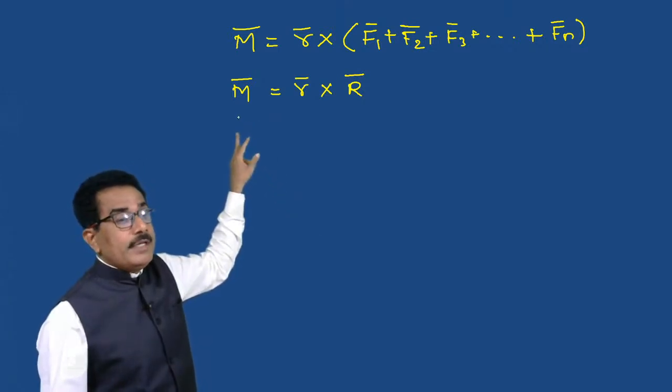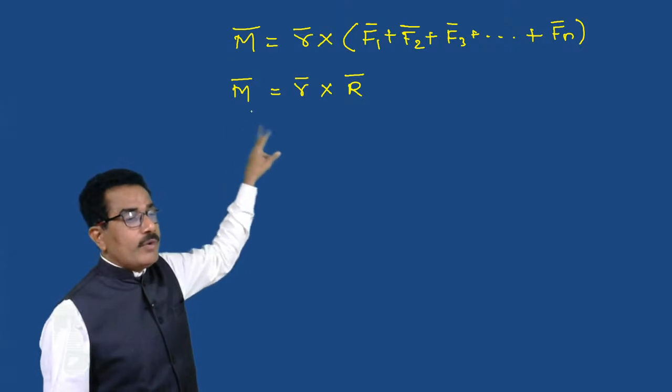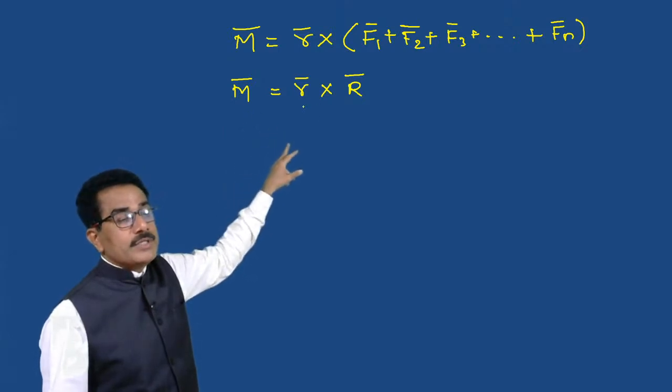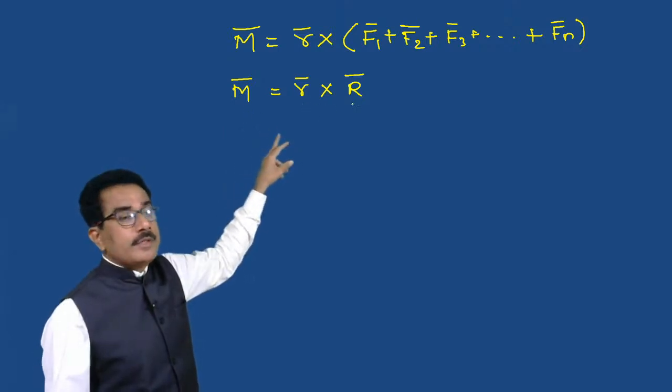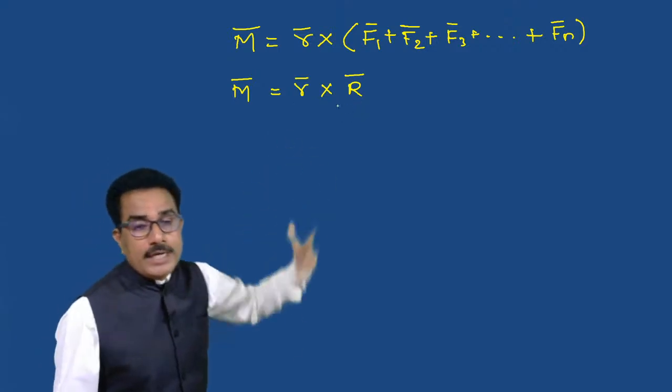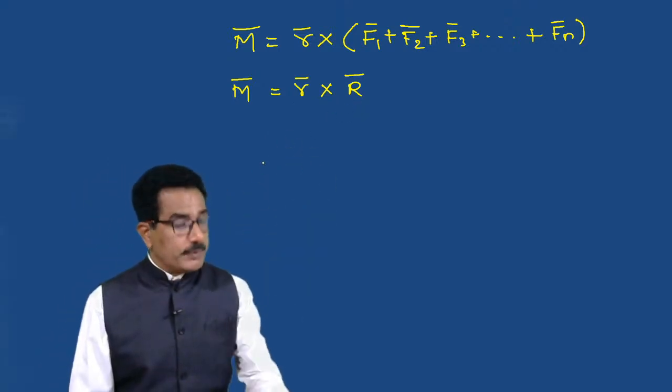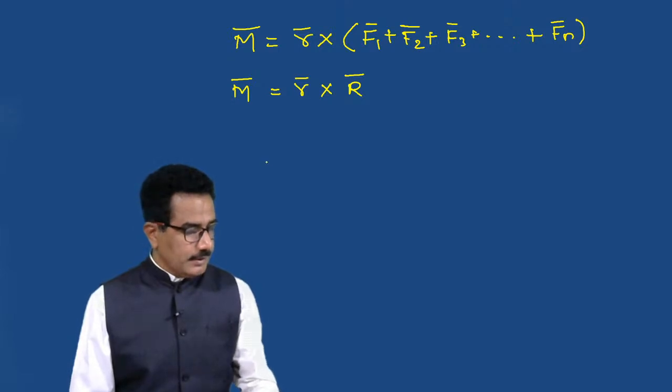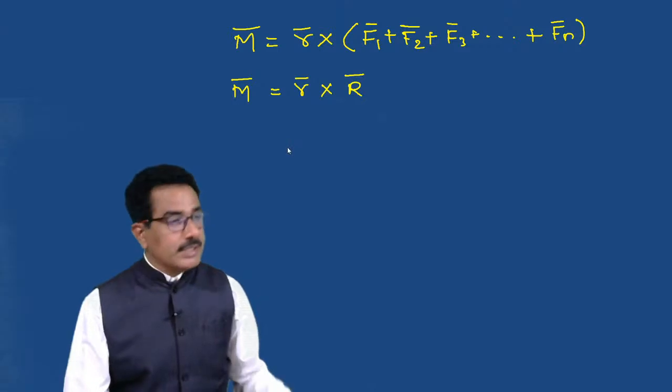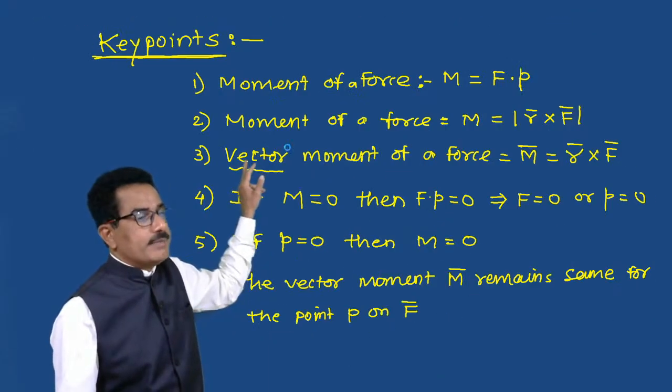Now see, we have developed this new formula. The resultant vector moment is equal to the vector moment due to the resultant. This proves that, what do we have to conclude from this statement? We have concluded this statement as a theorem.